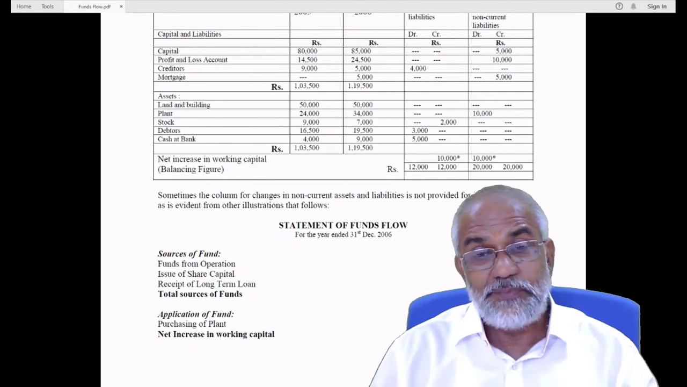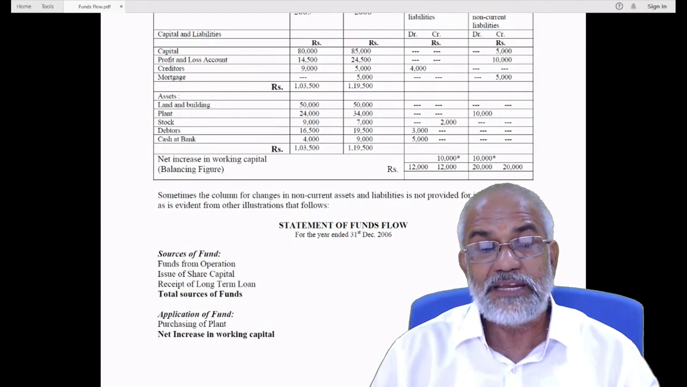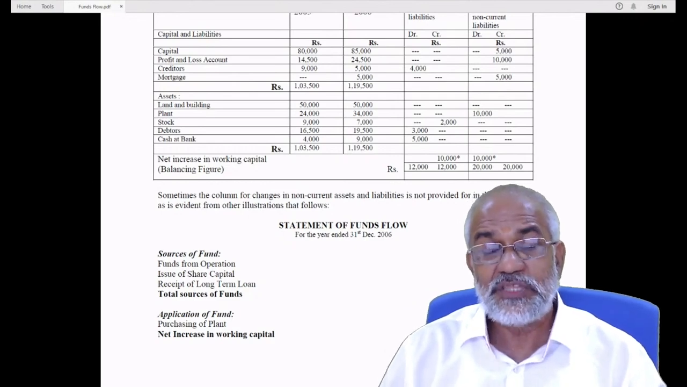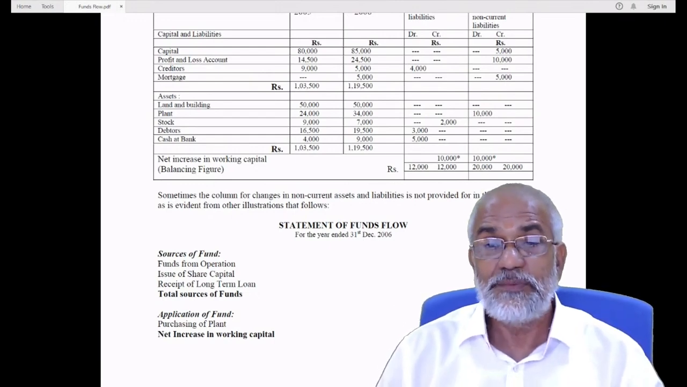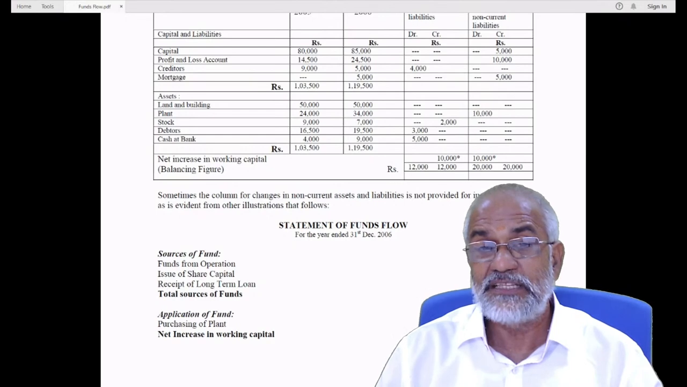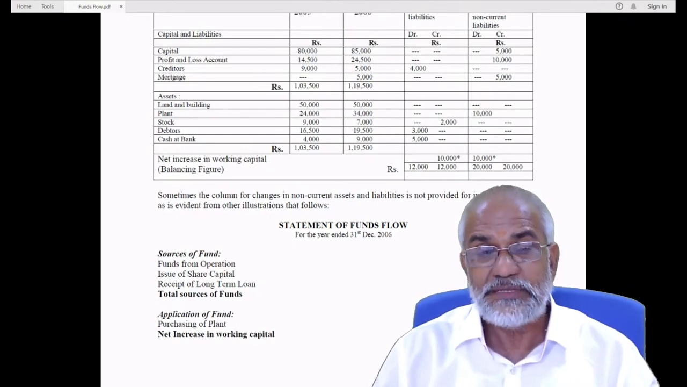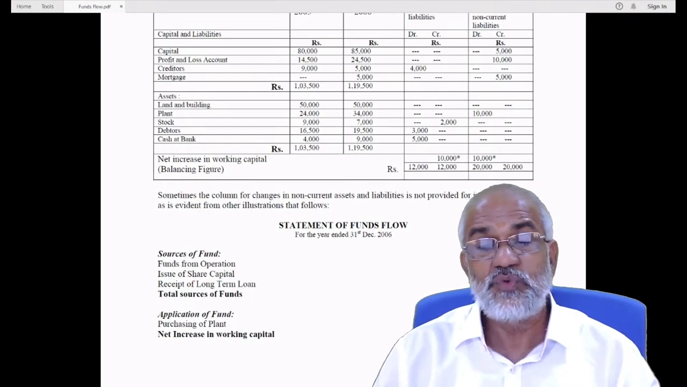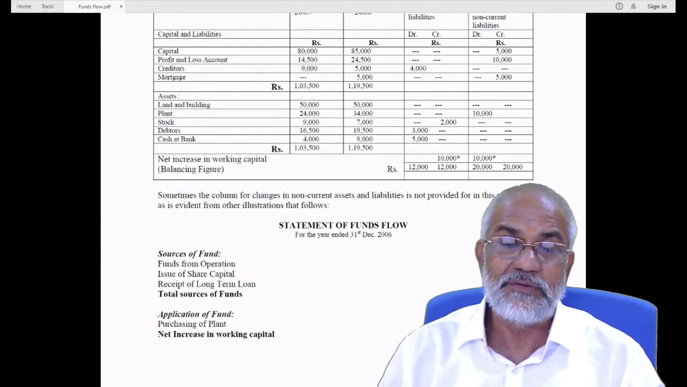So if that piece of information is provided to us, we need to prepare the individual account of the plant and machinery. The opening balance has to be taken as 24,000. The closing balance has to be taken as 34,000. And that 2,400 of depreciation must have been credited to the plant and machinery, because when the depreciation is written off on plant and machinery, the entry would be depreciation on plant and machinery account debited, and plant and machinery account credited. So obviously that 2,400 amount will appear on the credit side of the plant and machinery account.